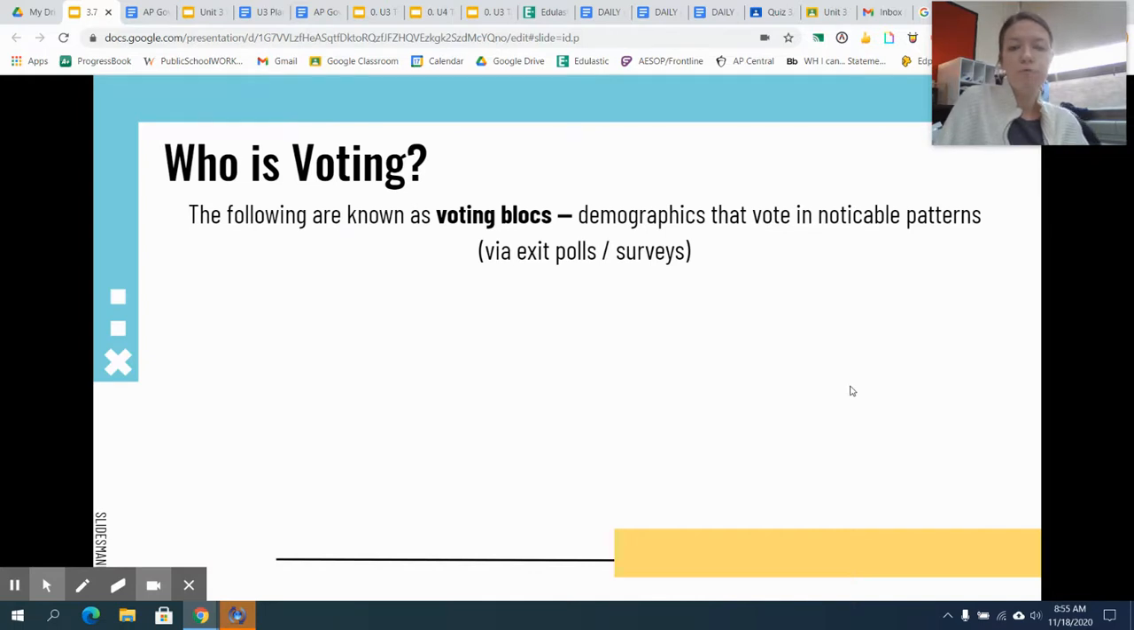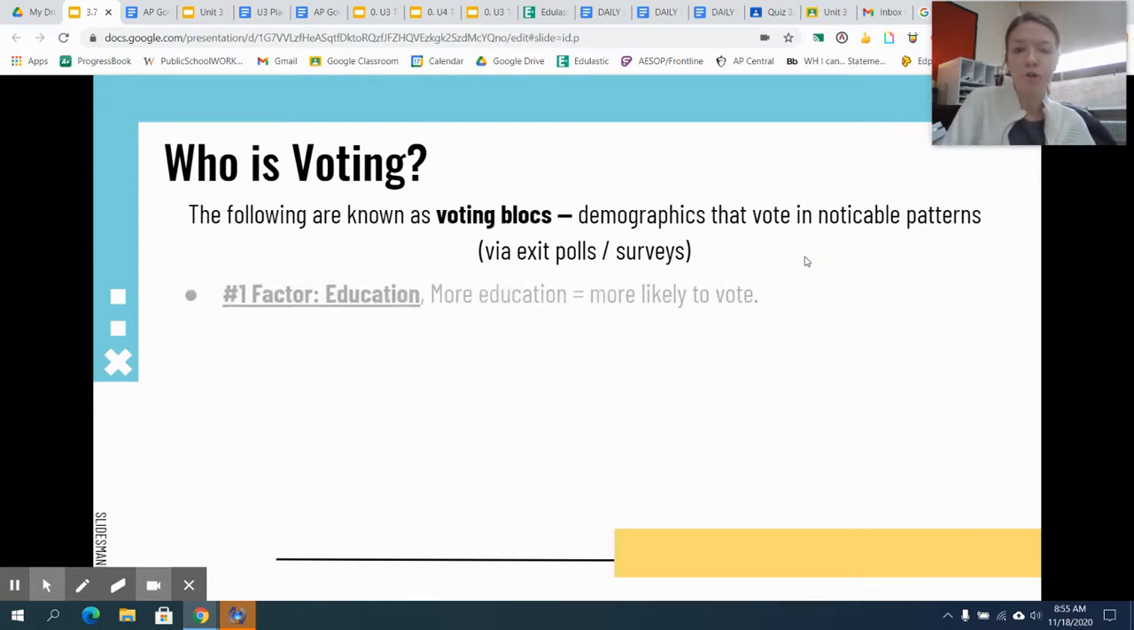And we're going to look at 4 voting blocks or demographics that vote in noticeable patterns. We've kind of talked about these already in terms of what party they vote for, but let's take a look at how these demographic characteristics influence voter turnout. The number one factor in determining the likelihood of you voting is education. The more education you have, meaning into college or post-grad, the more likely you are to actually vote.